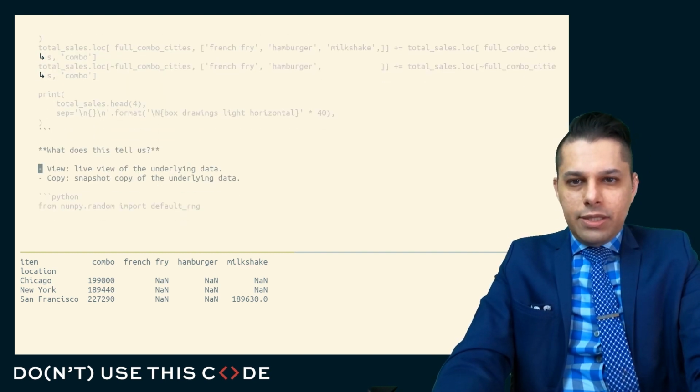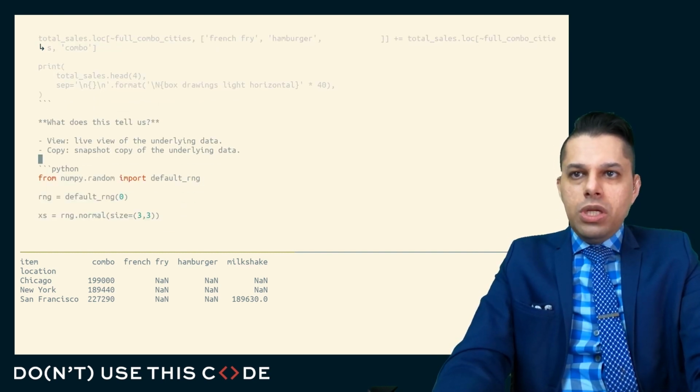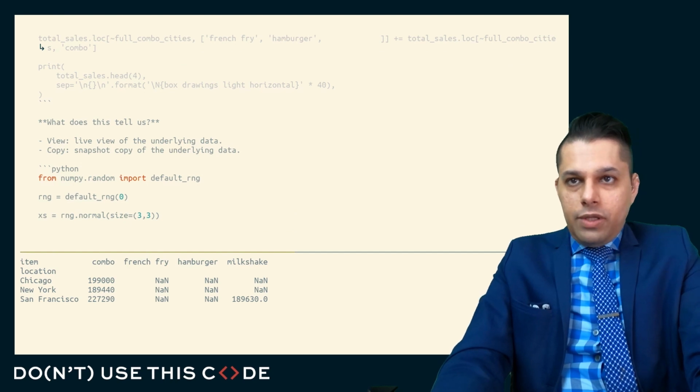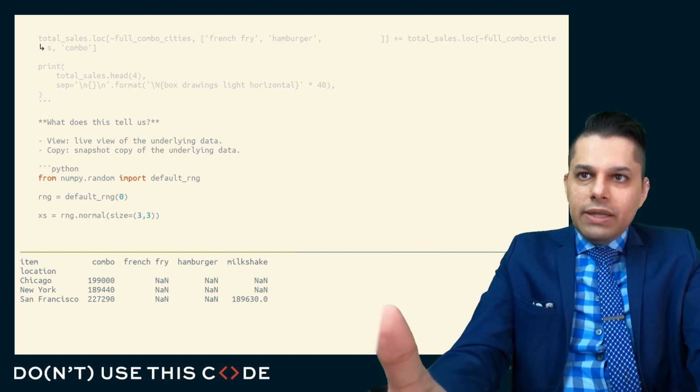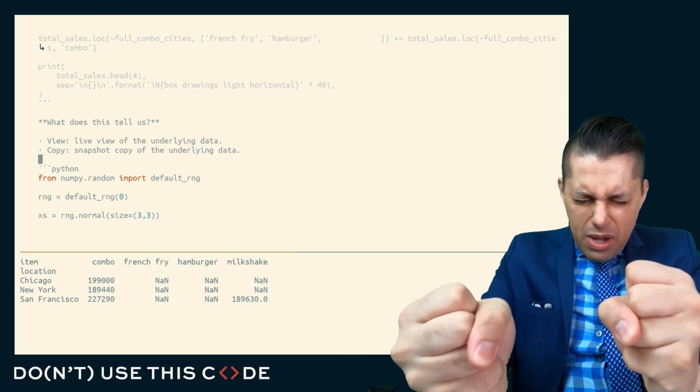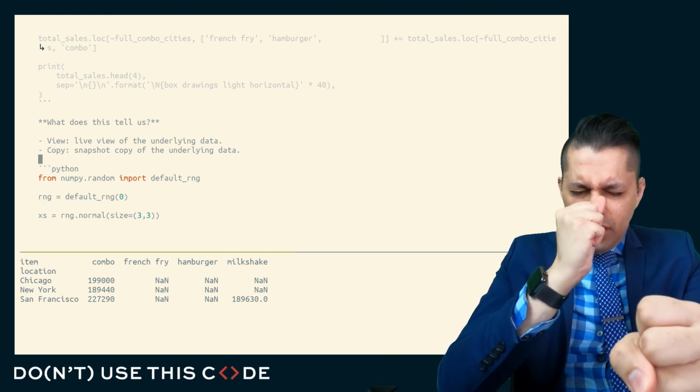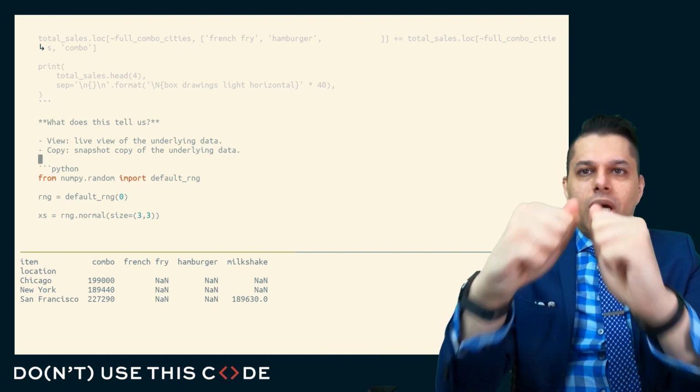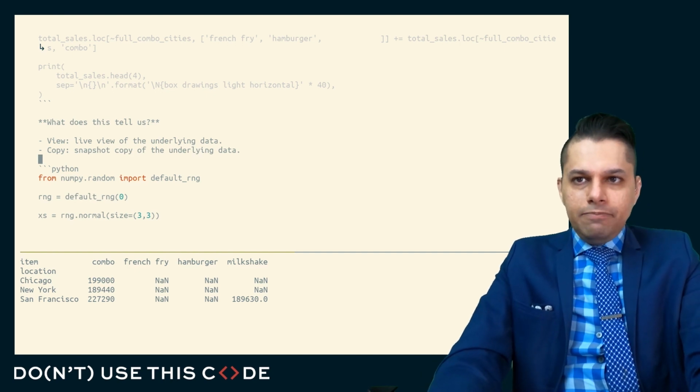So what does this all tell us? Well, if we start at the very beginning, we know there are two ways that we can talk about the data. We can say, right now we're looking at the data as a live view of some underlying information, or we're looking at the data as some copy, some snapshot in time of that underlying data.